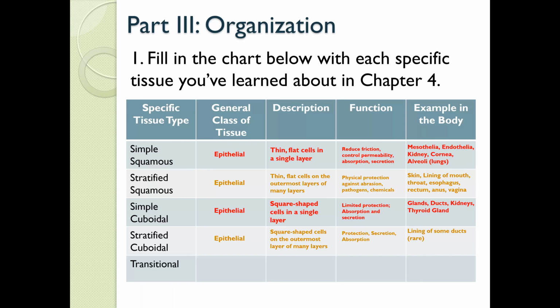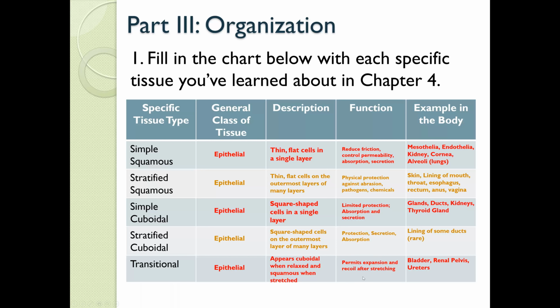Stratified cuboidal is also epithelial tissue. In this type of tissue, you've got many layers, and the cells at the outermost layer look square or cube-shaped. It functions in protection, secretion, and absorption, and you can find this lining some ducts, and it's a pretty rare tissue. Transitional is also an epithelial tissue. Transitional tissue looks multi-layered. It appears cuboidal when relaxed and squamous when stretched. It allows expansion and recoil after stretching, and you can find it in the urinary system, namely the bladder, the renal pelvis, and your ureters.